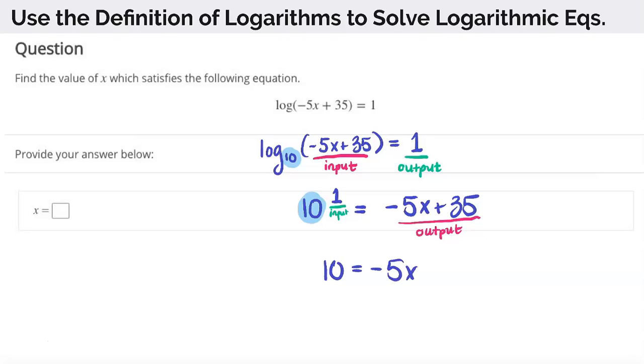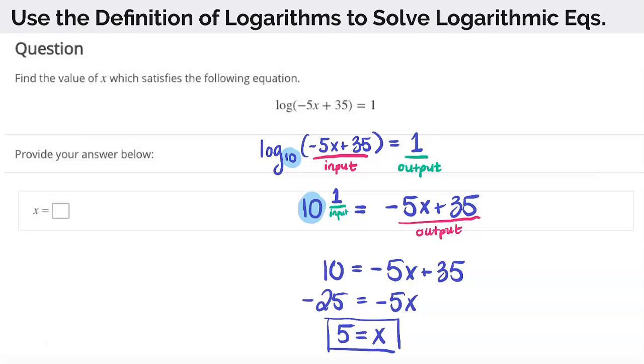So next we can subtract 35 from both sides. So that'll give us negative 25 equals negative 5x. And then if we divide both sides by negative 5, we'll be left with x equals 5.